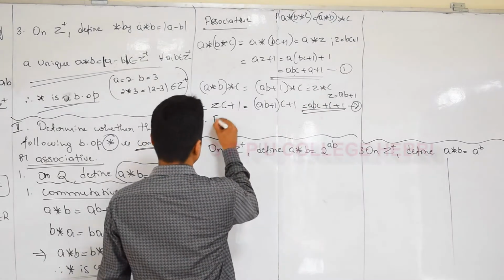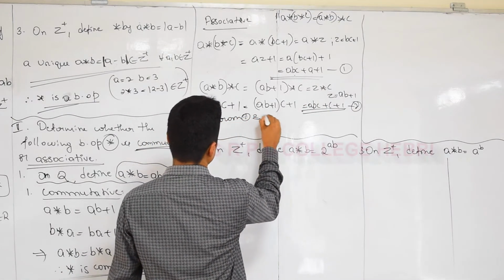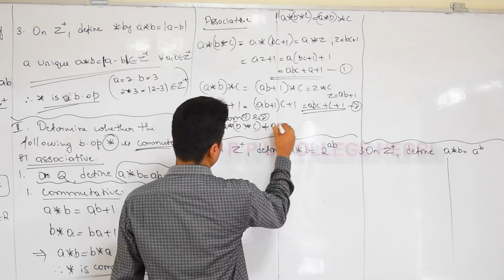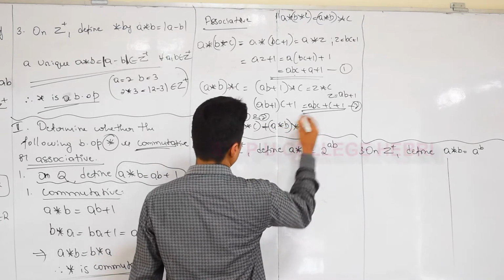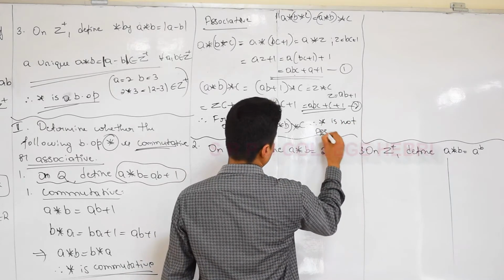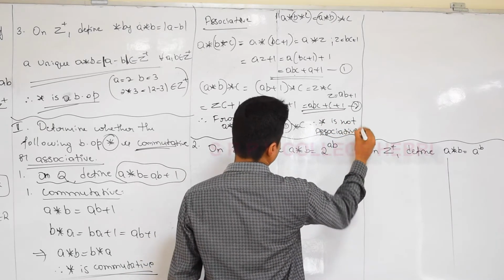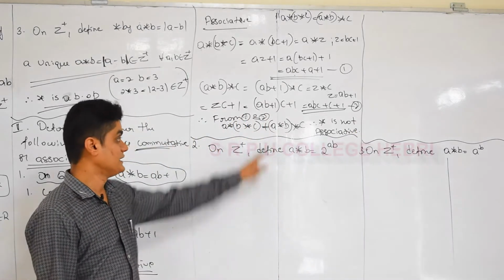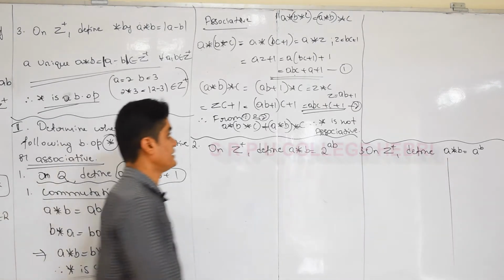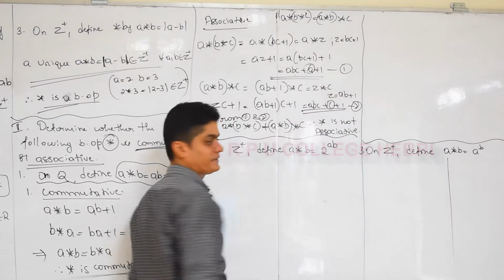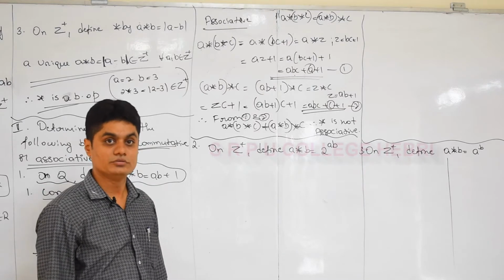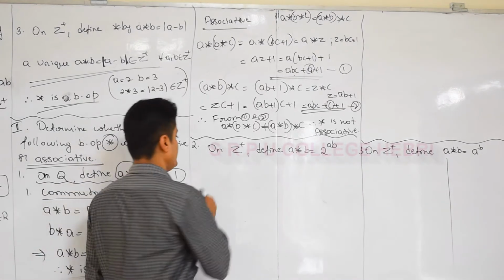So therefore from 1 and 2, what do we find? (a star b) star c is not equal to a star (b star c). Therefore star is not associative. Understood? Therefore star is not associative because the condition fails. Which condition? (a star b) star c is not equal to a star (b star c). What is the reason? Here there is a, here there is c, that is the only difference. Everything else was the same, but one term is different. So because of that it is not associative. Confirm? Understood? Very good. Next.